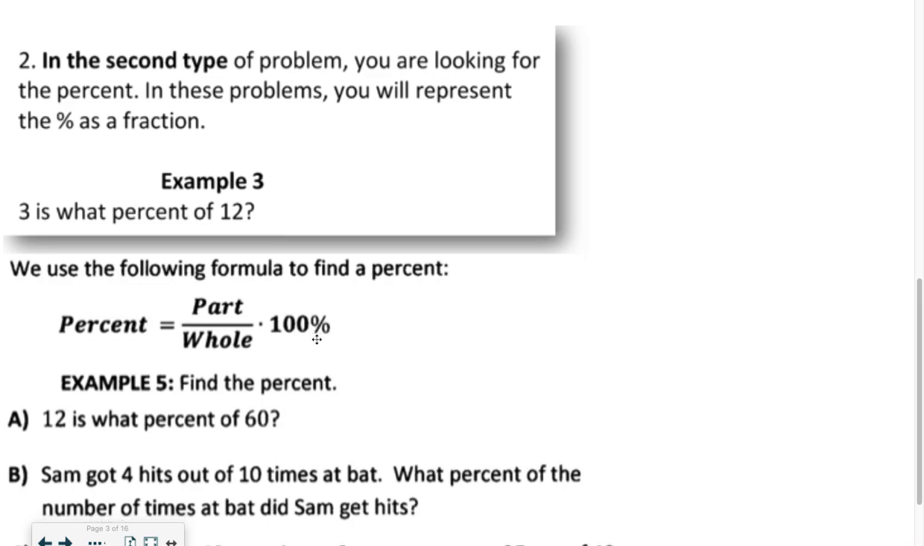Again, the concept is the same. So in this case, you're now solving for the percent. So again, 3 is what percent of 12? You want to get x by itself. So you're going to divide both sides by 12. And we get x equals 0.25. Now that's the decimal equivalent. So the percent would be 25%.